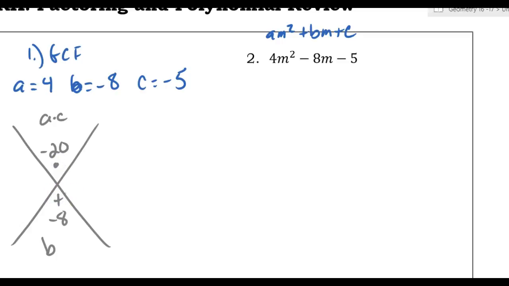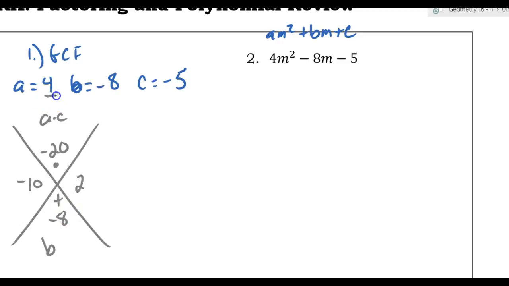So you're going to think of a couple different things. You have 4 times 5, 10 times 2, 20 times 1. Hopefully one of those combinations of numbers will work out to be negative 8. In this case, it's going to be a 10 and a 2, because the 8 is negative, the 10 has to be negative. So negative 10 times 2 is negative 20, and negative 10 plus 2 is negative 8.